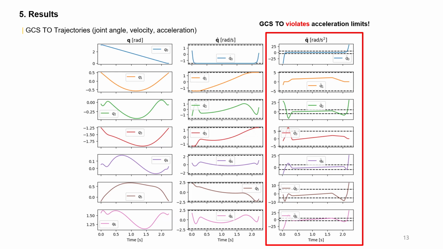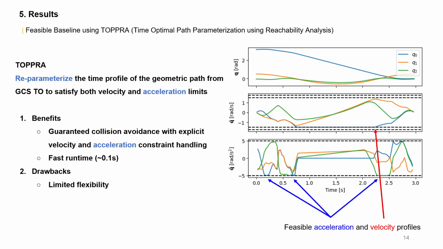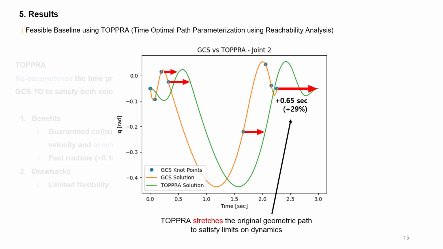Quantitatively analyzing the trajectories of each joint, we can see that while the GCS solution satisfies the velocity constraints, the acceleration limits get violated. To generate a baseline with feasible acceleration, we employed TOPPRA to reparameterize the time profile of the geometric path obtained by GCS. This provided feasible acceleration while also being minimum time for the given geometric path. However, this new path resulted in a nearly 30% increase in trajectory duration.